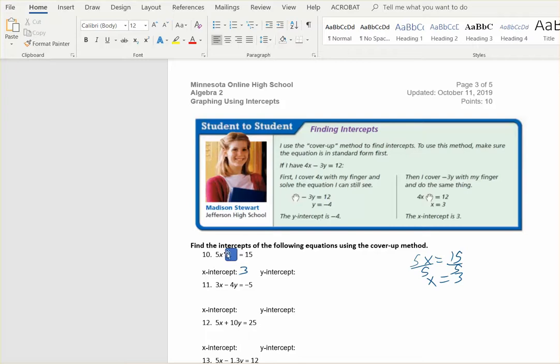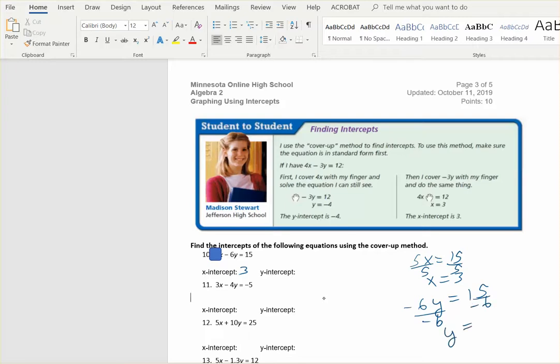Then you would move this over and cover up the x section. Now make sure you see that that's a minus 6y, which becomes negative 6y. So we have negative 6y equals 15. Now that's going to be a fraction, but that's okay. Intercepts can be fractions. Negative 6, negative 6.